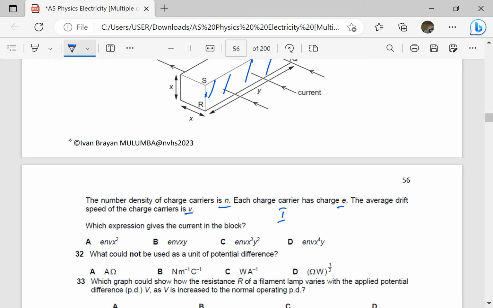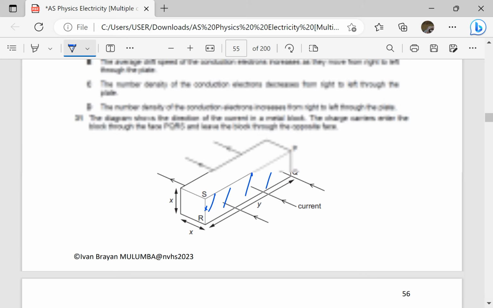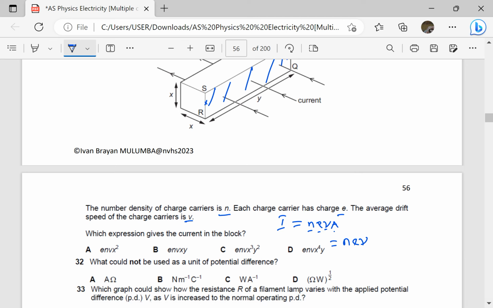So we know that current should be equal to nAvE. Current should be equal to nAvE. So n is given, e is given, v is given, and then there is the area. So the current is going to be equal to nevA, where for the area I'll put X times Y. So this is X times Y, that is the area. So our answer is going to be precisely B.